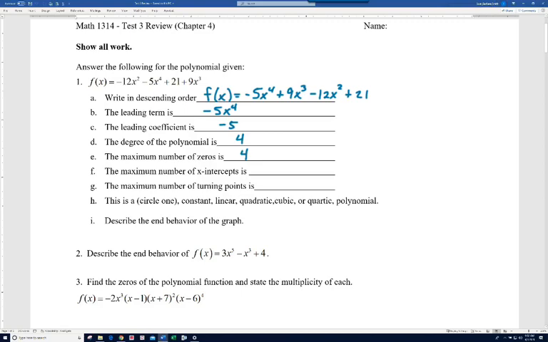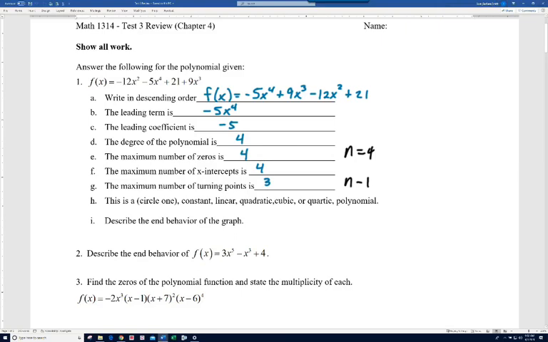The maximum number of x-intercepts, well, we learned that our zeros and x-intercepts are essentially the same. Wherever our zeros are, we're going to have x-intercepts on the graph, so that would be 4 as well. Now keep in mind, if some of your zeros were complex or imaginary, then you would have fewer x-intercepts. The number of turning points, well, in this problem n is 4, or our degree is 4, and the number of turning points is n minus 1, so it's just 1 less, so that would be 3.